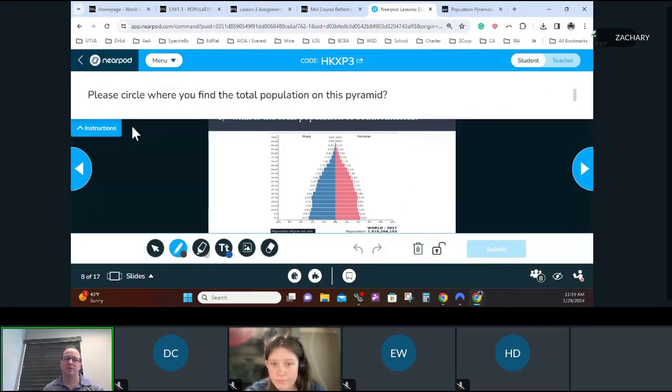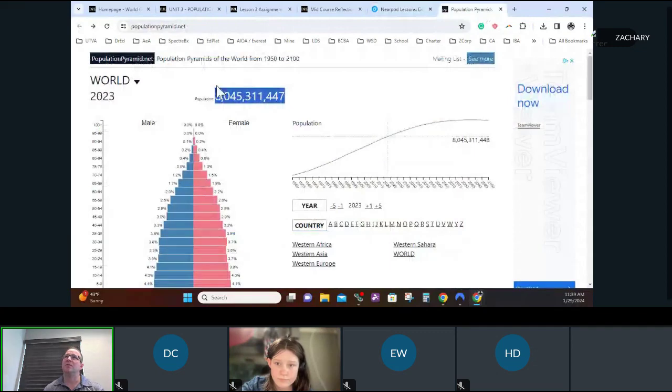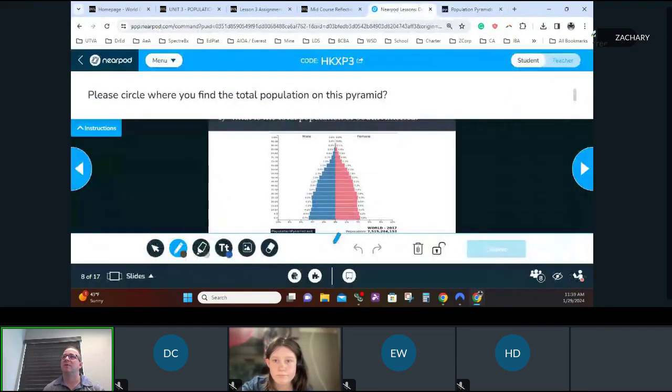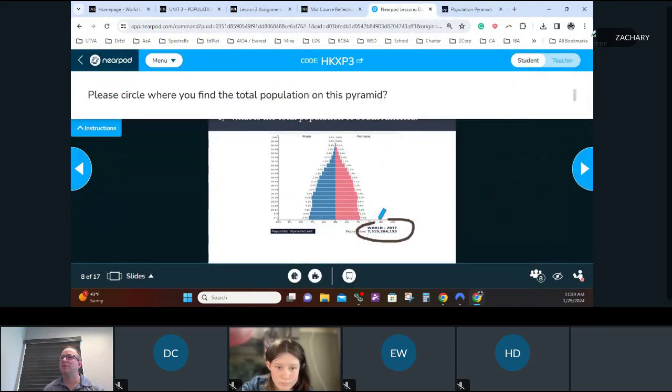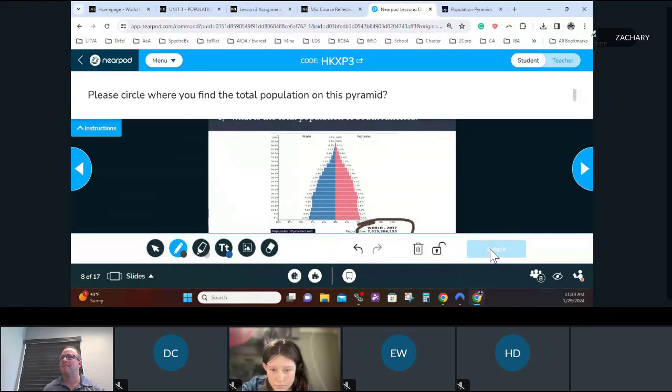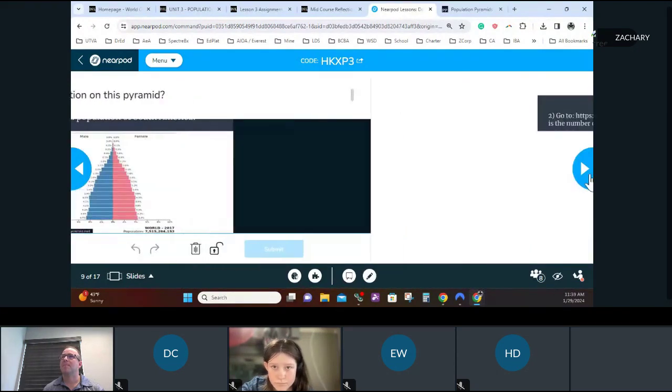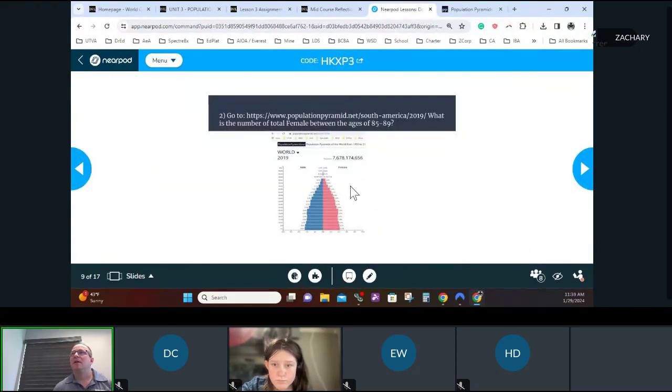Your next question, and if you're on the Nearpod you can circle this, is where would you find the total population on this pyramid? If you're here, you know it's going to be right here. So if you're on the Nearpod, you can circle that so you understand where to find it. Okay, next.